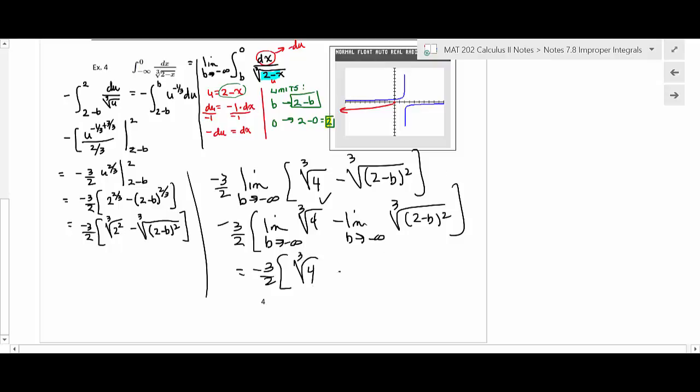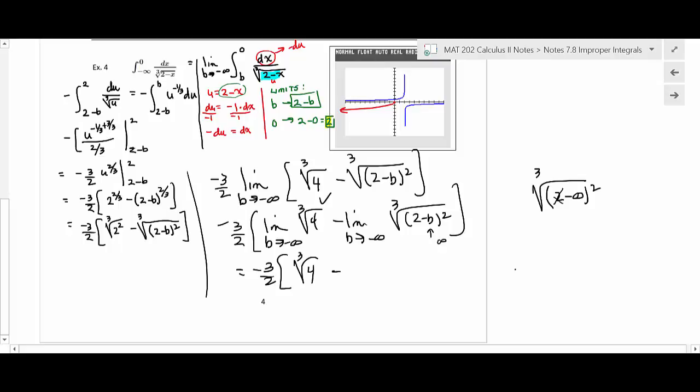Now think about this one for a little bit. Just think about if b goes to infinity, what you would have is the cube root of 2 minus infinity to the second. For all practical purposes, that is the cube root of infinity, right? You can just ignore the 2. That doesn't really make any difference. If you square that, you get infinity squared.